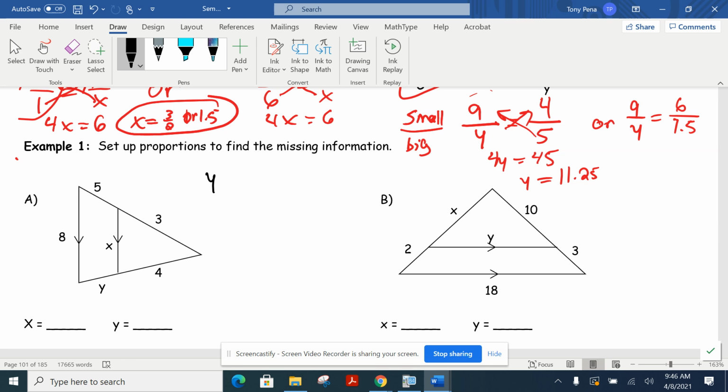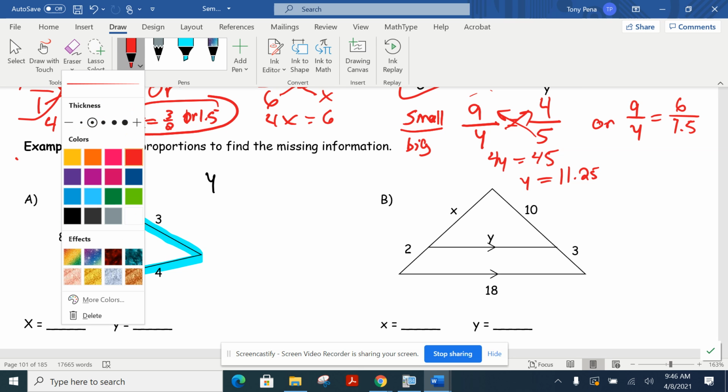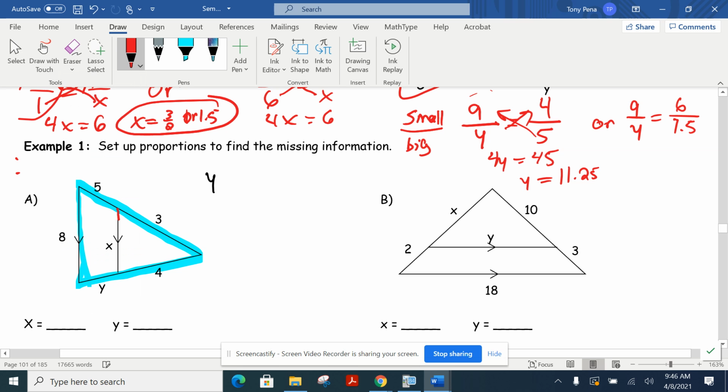So here's why we can talk about the side splitter theorem. Here's our triangle. And then here is the line that gets drawn in parallel to one of those sides. So now parallel, parallel. So the sides that it is dividing, that it's splitting, intersecting, whatever word we want to use, those are the ones that are in proportion to each other.